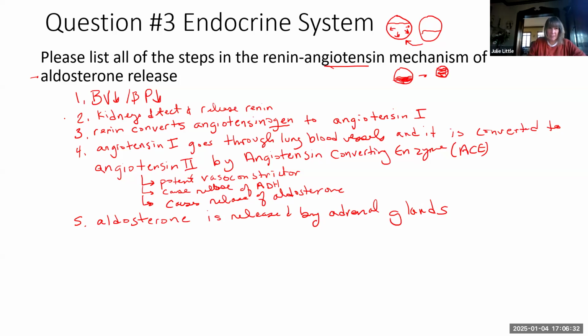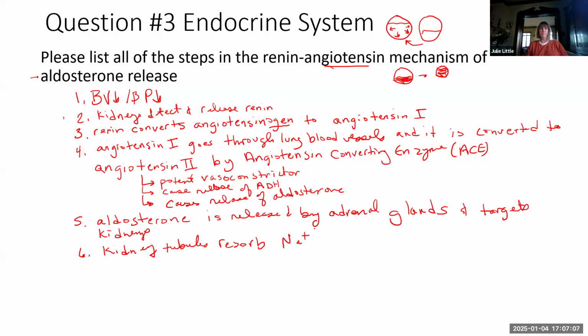So the kidneys started all this. We start with the kidneys. They release a hormone that causes a release of a hormone that's going to go back and influence the kidneys. So aldosterone is released by the adrenal glands, and it targets the kidneys. It goes back to the kidneys. What does it tell the kidneys to do? Specifically, the kidney tubules, under the influence of aldosterone, resorb sodium.